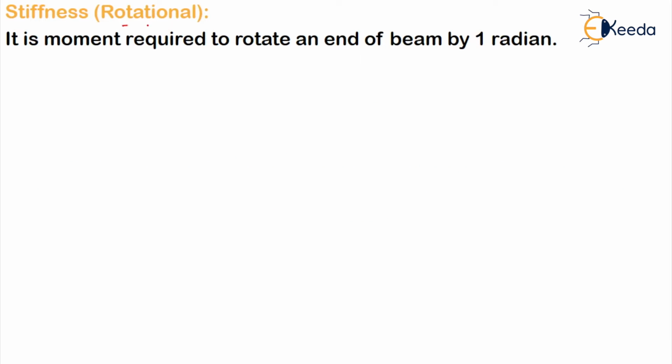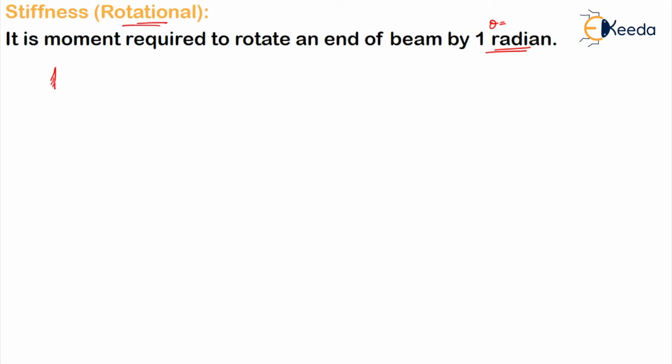This stiffness is mainly a rotational stiffness. Okay, it is the moment required to rotate an end of a beam by 1 radian. So if we take theta as 1 radian and we want to rotate one end of the beam by 1 radian, how much moment is required? That is nothing but your stiffness. It's also termed as your rotational stiffness.